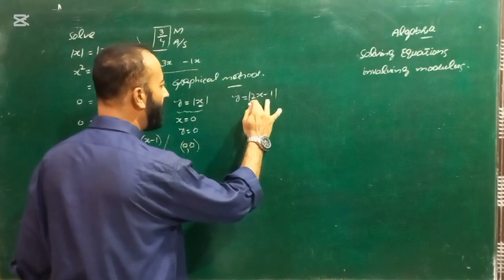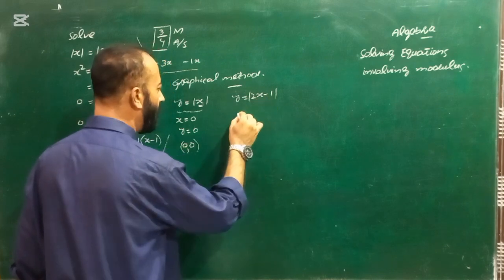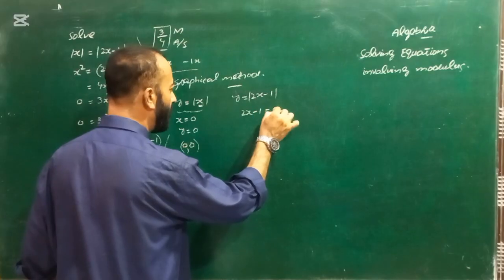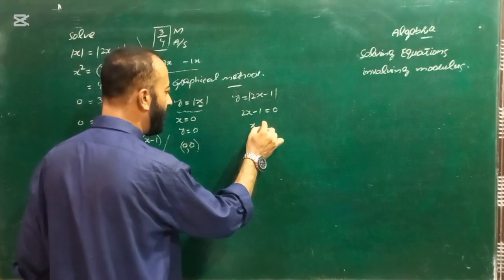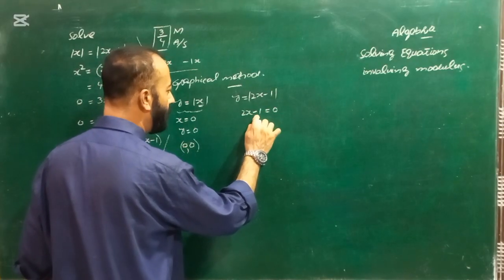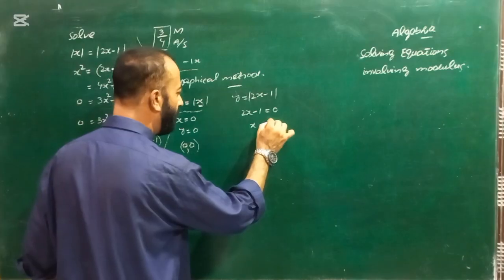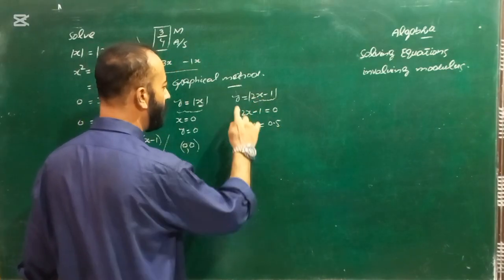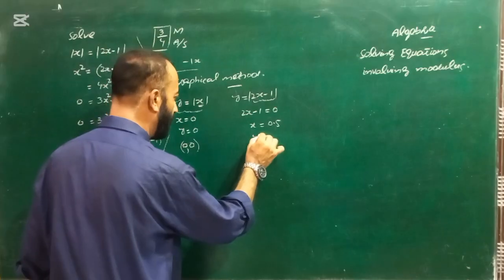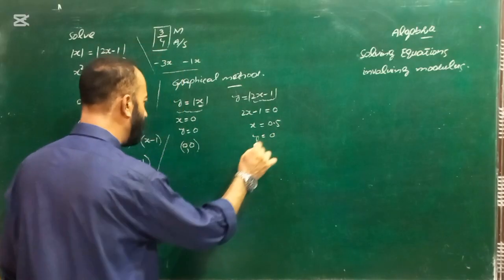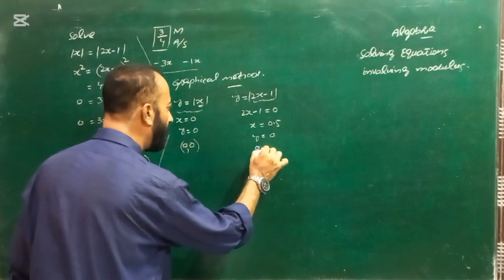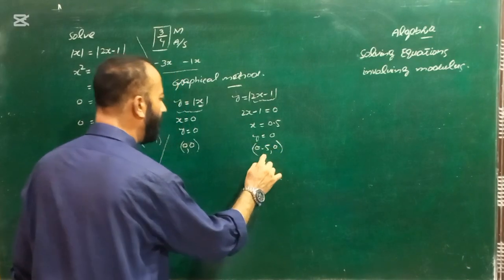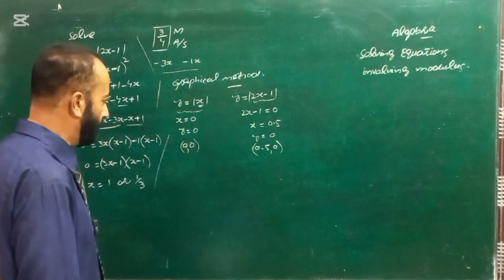Now 2x minus 1 inside the modulus will be put equal to 0. So from here you can see x is equal to 1/2. So that will be 0.5. And because you have put this factor equal to 0, y will be equal to 0. So it means (0.5, 0) will be the vertex of this graph.